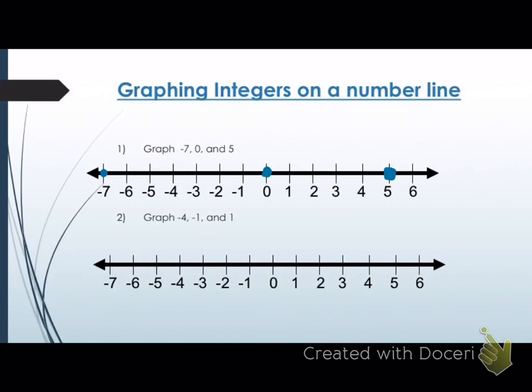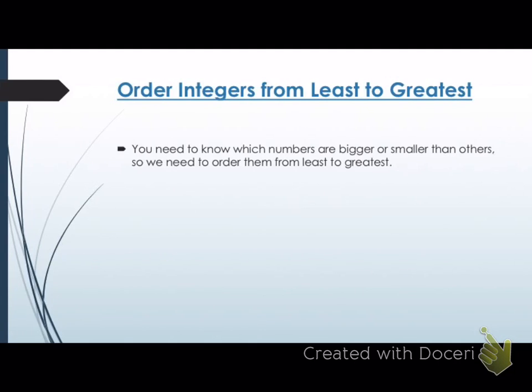Second one we need to do is plot -4, -1, and 1. Really easy. Congratulations, you should all be able to do this at this point. Moving on. Now, ordering from least to greatest. That's the part that's a little bit tricky. You need to know which numbers are bigger or smaller than others, so we need to order them.